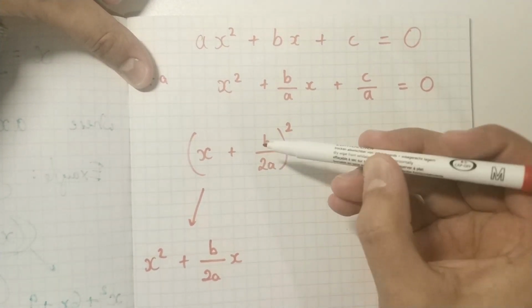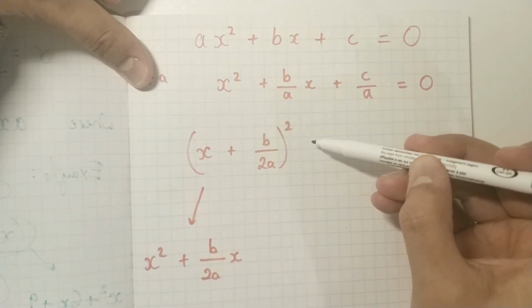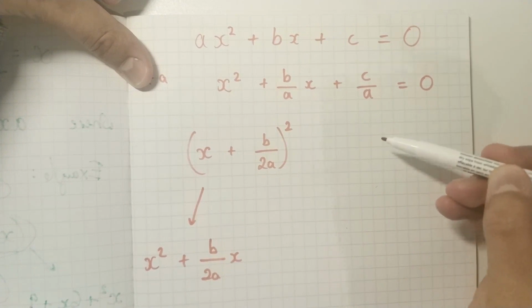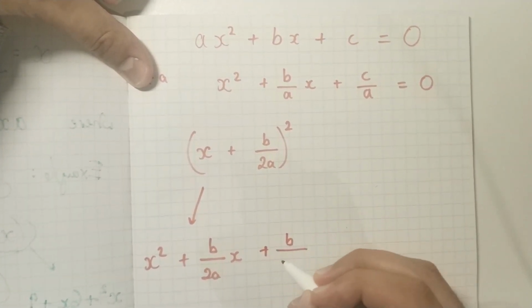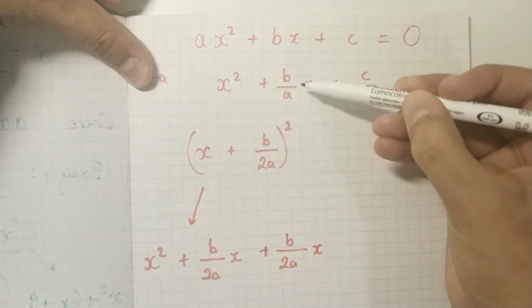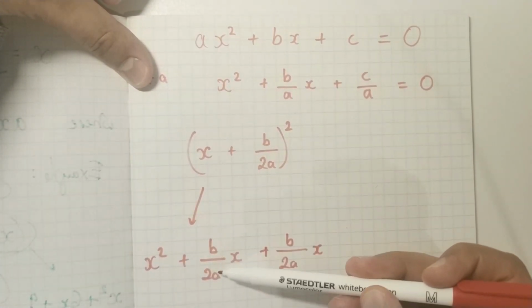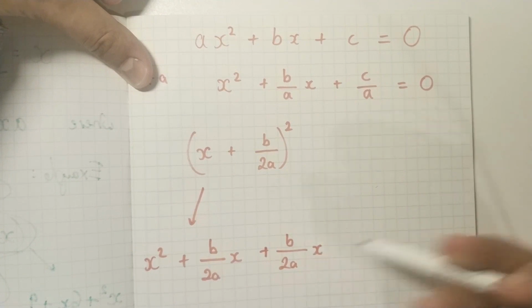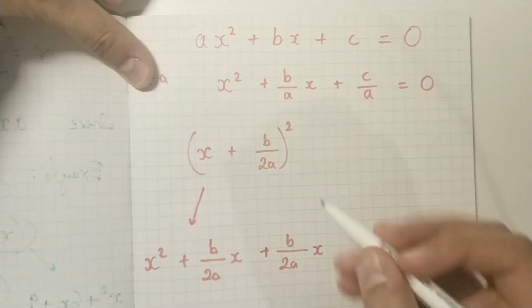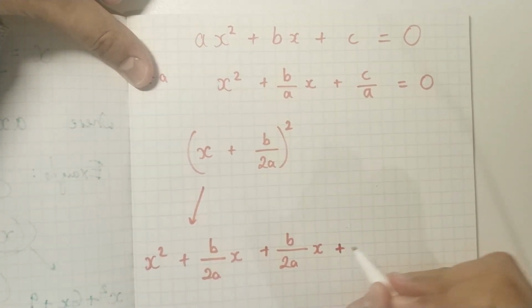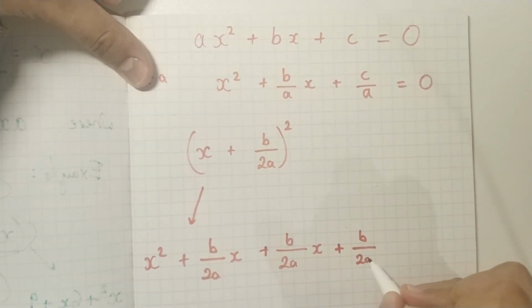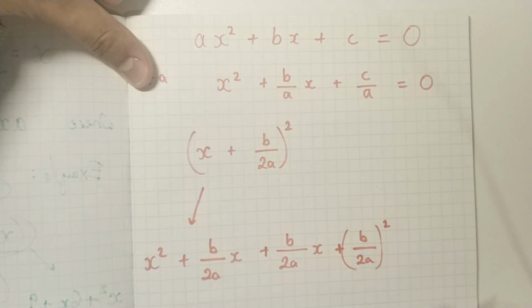The b over 2a in the first bracket is going to multiply by the x in the second bracket, and the b over 2a in the second bracket is going to multiply by the x in the first bracket. And when you do that, you'll notice that you are indeed just going to end up with a b over a, because a half of b over a plus another half of b over a makes a full b over a. But also, when I square that bit, I'm going to get b over 2a squared.